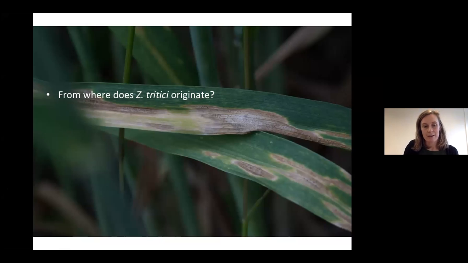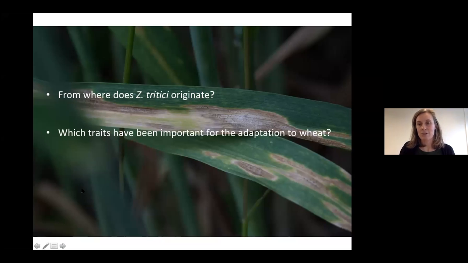But surely the speciation of Septoria tritici is tightly linked to the adaptation to wheat as a host. So one of our goals is also to understand the interaction between Septoria tritici and the wheat host, and in particular those traits that determine host specificity of this pathogen.